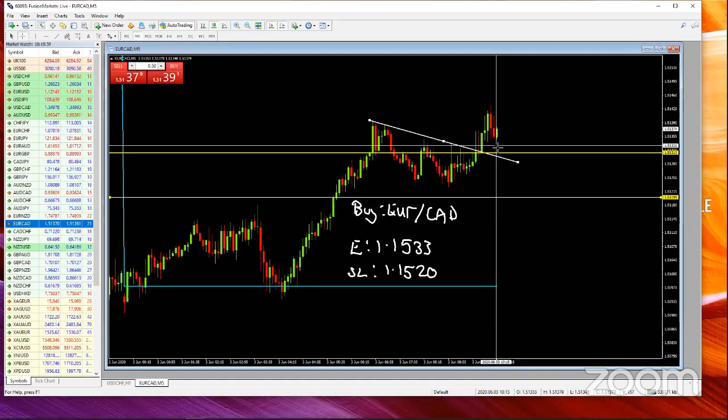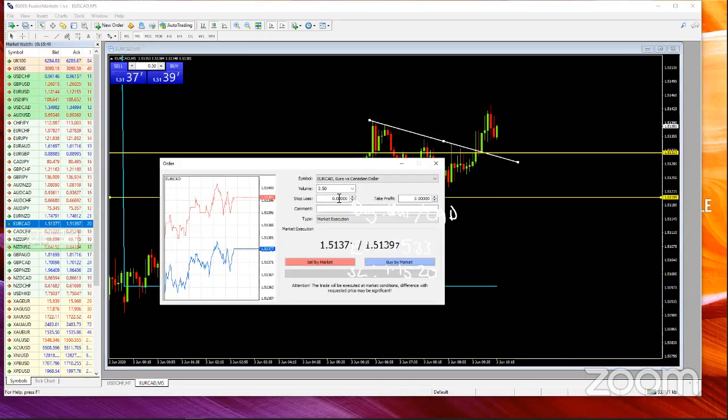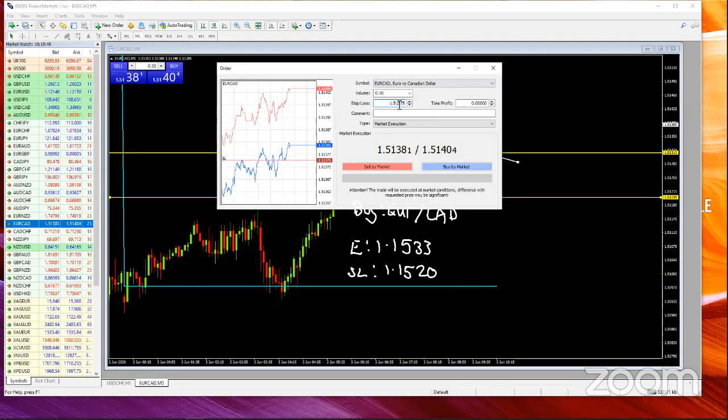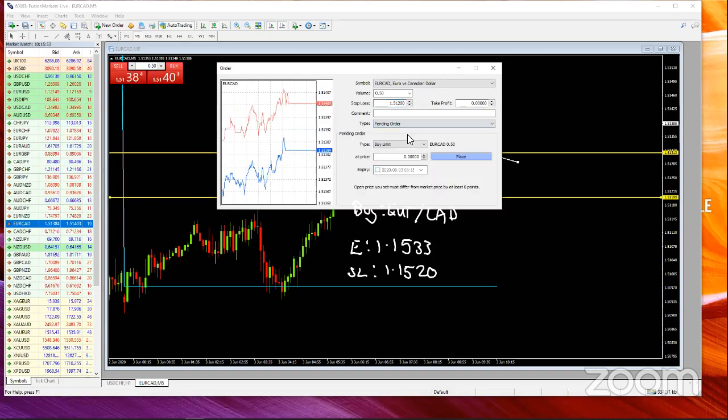Three means it's got to touch that point there on the sell. I'll tell you what, let's set it up. Pending order at 1.1533. There we go.